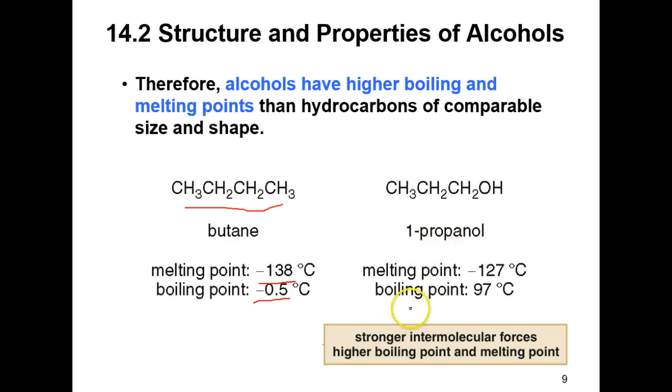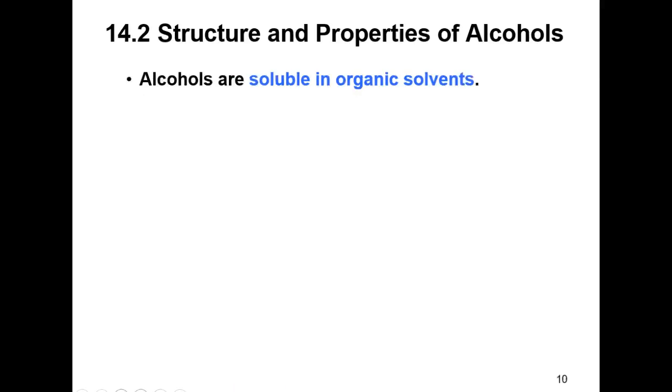1-propanol, I really want to focus on the boiling points because that has a drastic change. Notice it's actually like 97 degrees of a difference. So the boiling point is much higher in 1-propanol, and that's because of the hydrogen bonding that occurs on your OH group. So because of the stronger intermolecular forces, you get a higher boiling point and melting point.